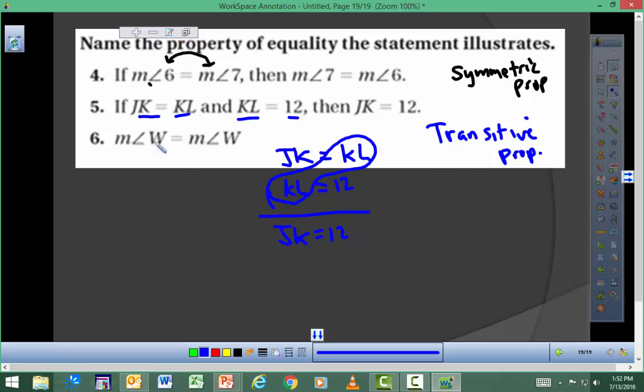And then finally, what's this one? The measure of angle W is equal to the measure of angle W. That one, if you recall, was called the reflexive property.